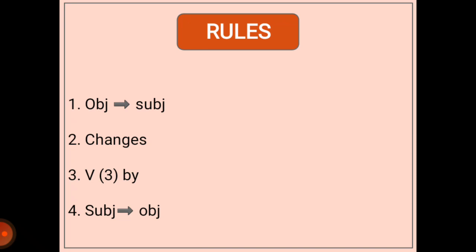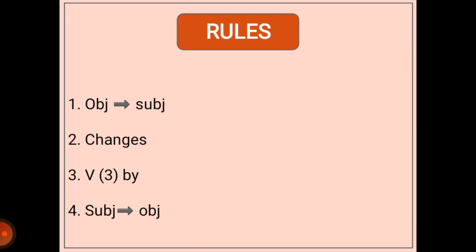Rule number 1 is object will be converted into subject. Basically, what is the object in a sentence? Object is a word that comes at the end of the sentence, or you can say the last word in any sentence. So object will be converted into subject, meaning the object will come and become the subject. Number 2 is changes. And what are those changes? You will see those changes in the next slide.